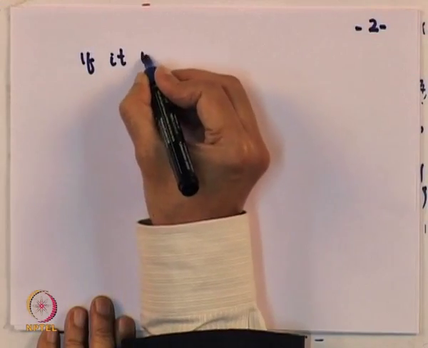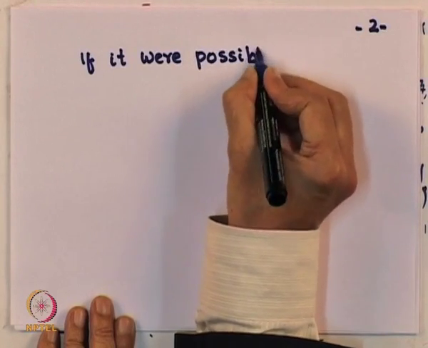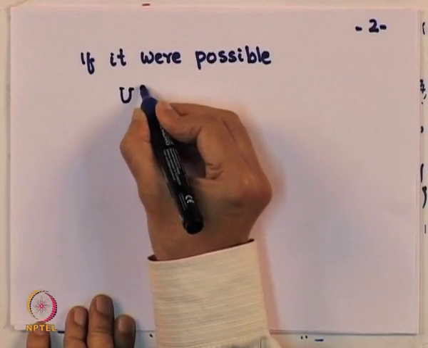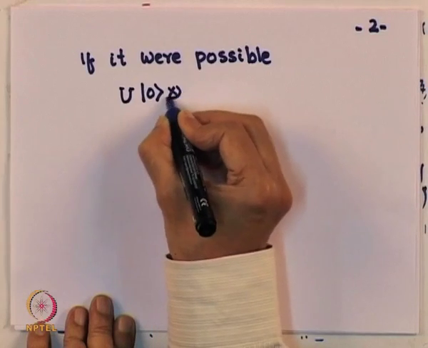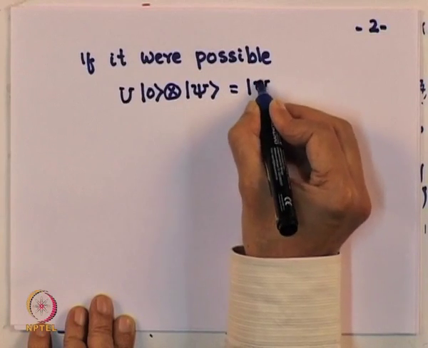Now, let us see why not. The proof is actually fairly trivial. So, basically we will say, supposing this were possible, we will prove it by what is known as reductio ad absurdum. If it were possible, and there existed a U which did it, then U acting on 0 direct product with psi should give me psi psi.